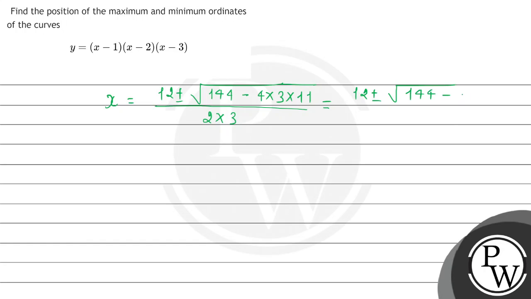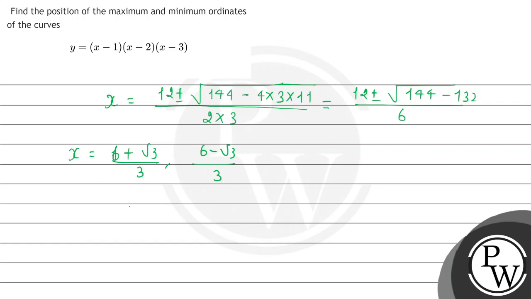144 minus 132 gives 12, so we'll get the 6 in the denominator. Finally we can say we'll get two values of x. One is (6 + √3) / 3, and the other value is (6 − √3) / 3. So we have finally found the two values.